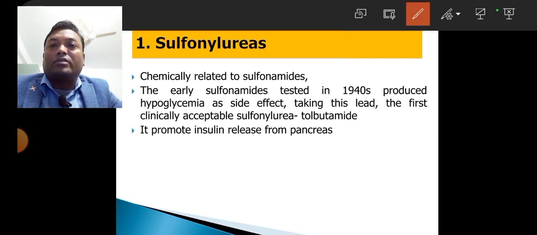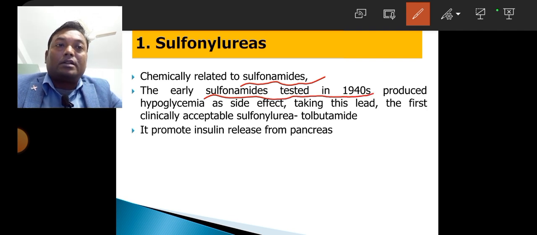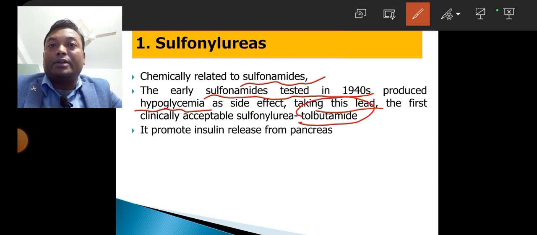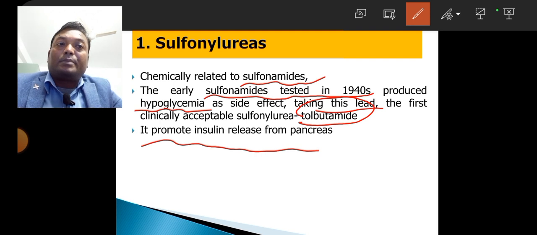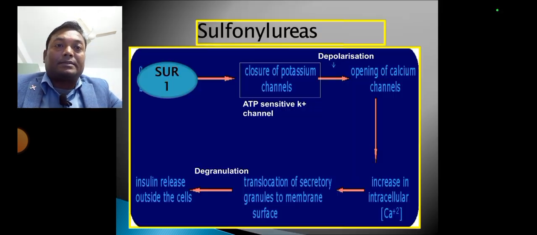The first drug is the sulfonylureas. Sulfonylureas are related to sulfonamide derivatives, which are very important antibiotics. The early sulfonamides tested in 1940 produced hypoglycemia as a side effect, and taking this lead, the first clinically acceptable sulfonylurea, tolbutamide, was synthesized. From that lead, sulfonamides prescribed as antibiotics reduced the blood glucose concentration, and from there we synthesized tolbutamide. It promotes insulin release from the pancreas. Basically it is an insulin enhancer.